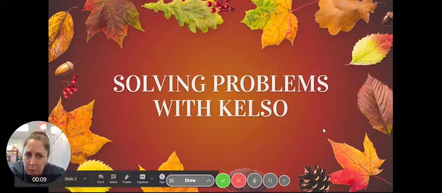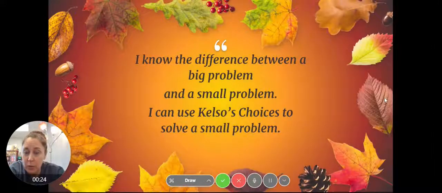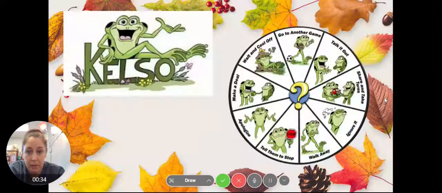I don't know if you remember Kelso from last year, but he's our little frog that we talk about how to problem solve conflict or arguments or little problems that you might have either at home or at school. So what we're going to learn this lesson is knowing the difference between a big problem and a small problem, and how you can use Kelso's choices to solve a small problem.